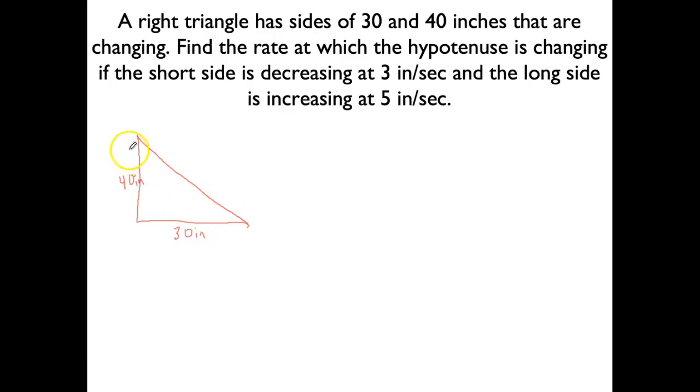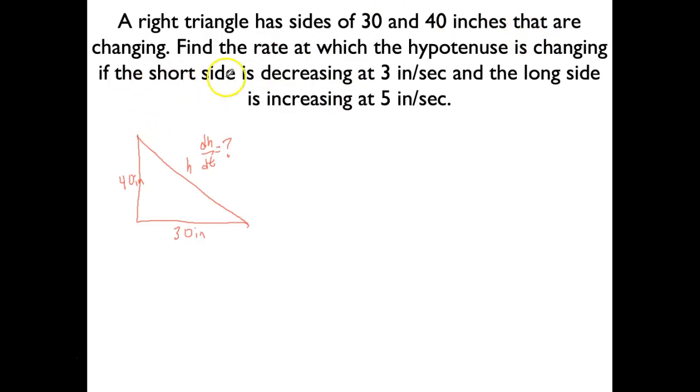So notice you could write them on the side like how I did on the last problem, or you could draw your picture and label them on the picture. It's really up to you. They're changing. Find the rate at which the hypotenuse is changing. Now this is my hypotenuse, right? And we're looking at the rate at which it is changing. Okay, so this is my hypotenuse. I am looking for dH over dt. That's my goal.